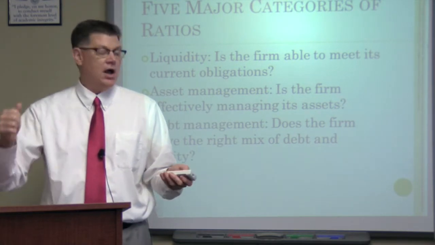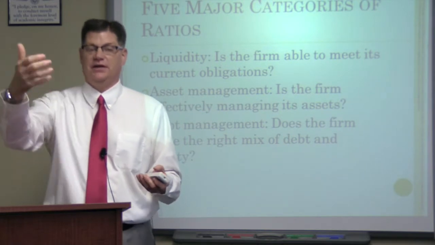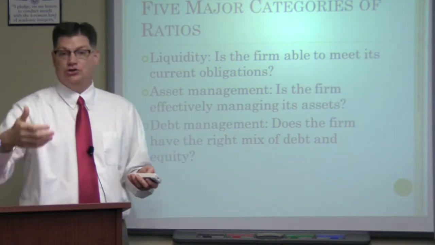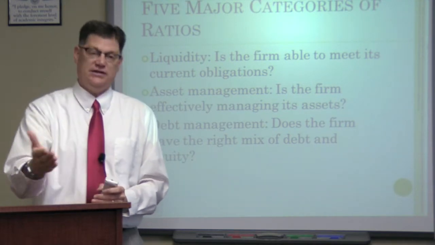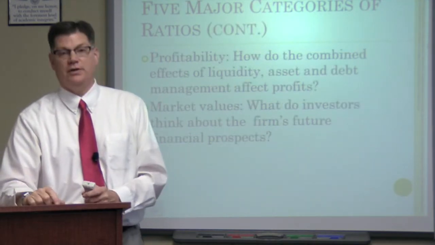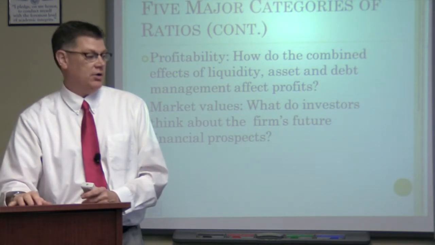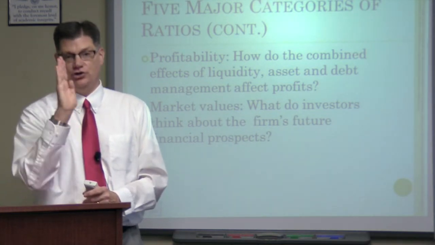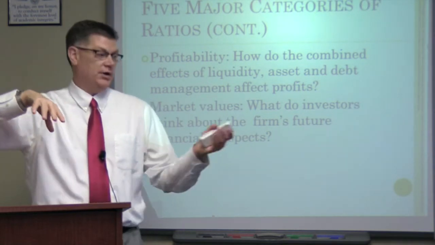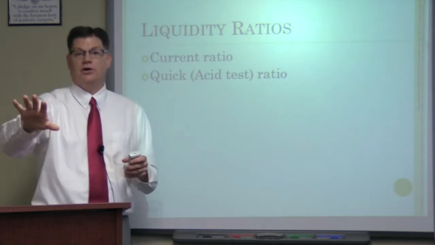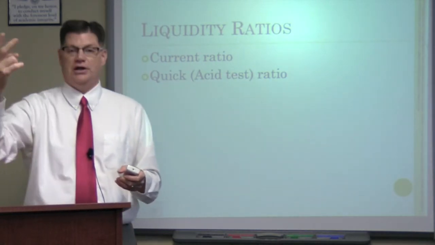Asset management: am I using the assets that were given to me effectively and efficiently? Debt: do I have too much debt? How am I financing the activities of this organization? Profitability: how profitable is the organization? And market values: how do you gauge this organization versus other places compared to the market? So the liquidity ratios are basically two. You've got your current and your quick.